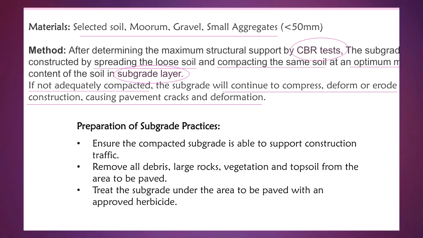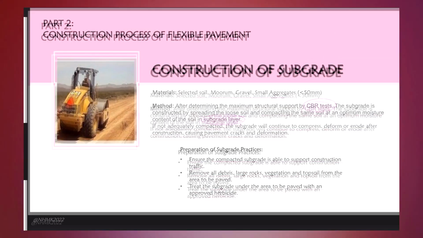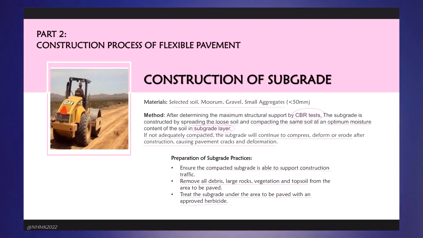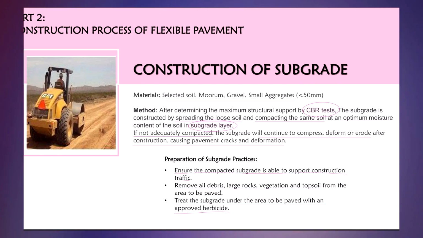So the key points of preparing the subgrade practices is to firstly ensure that the compacted subgrade is able to support construction traffic. And then all debris is removed. The large rocks, vegetation and also topsoil will be removed from the area which will be ready to be paved. The subgrade is then treated under the area which is to be paved with an appropriate or approved herbicide. And this is to make sure that no plantation, no roots are located at the subgrade layer.